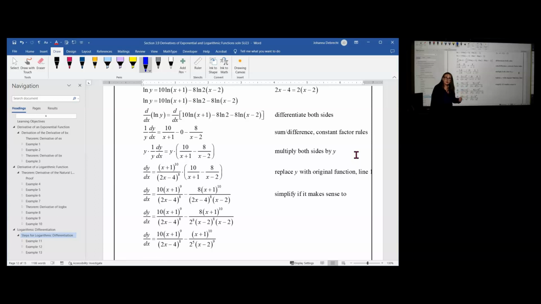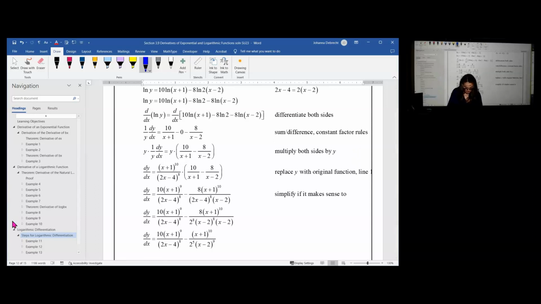But if you pull the 2 out, it's really 2 to the 8th since it's there 8 times. And that gives you 2 to the 8 times x minus 2 to the 8th. After more simplification, you can get this at the bottom. I don't know that it's any better than what you see up here. It's just different.